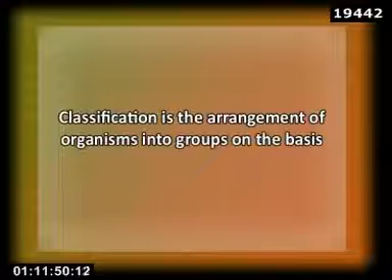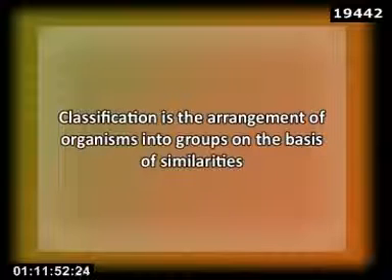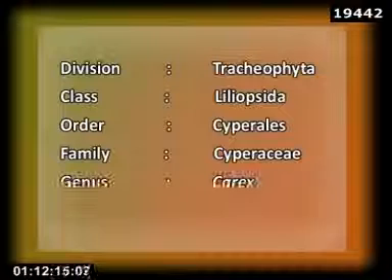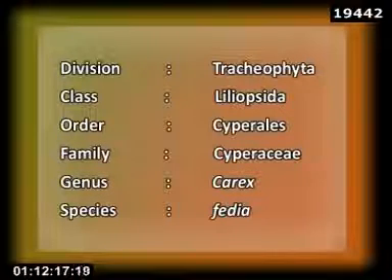Now we will discuss classification. Classification is the arrangement of organisms into groups on the basis of similarities. The groups are in turn assembled into more inclusive groups until all the organisms have been assembled in a single most inclusive group. In sequence of increasing inclusiveness, the groups are assigned to a fixed hierarchy of categories such as species, genus, family, order, class, and division, the final arrangement constituting a system of classification.